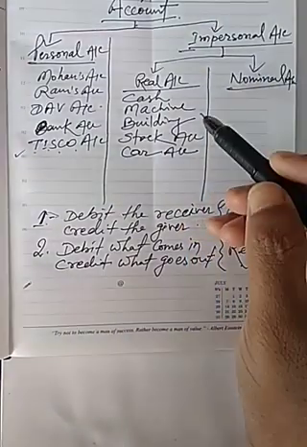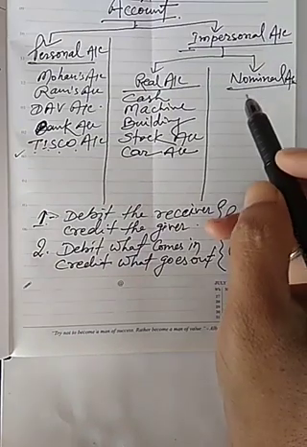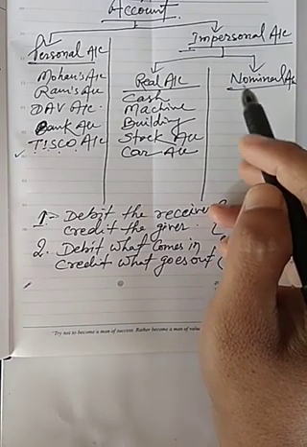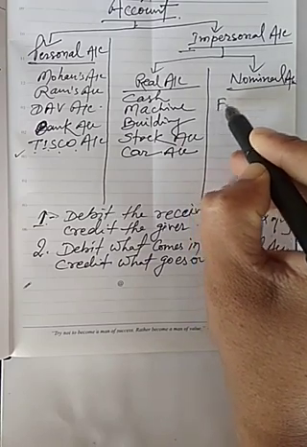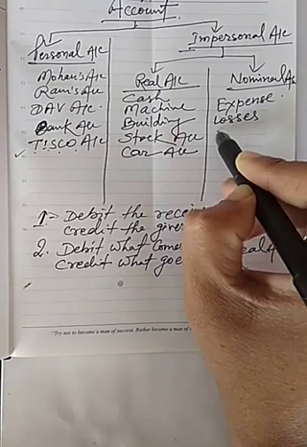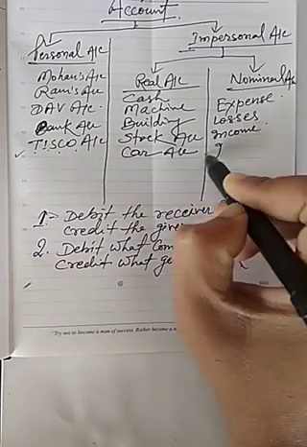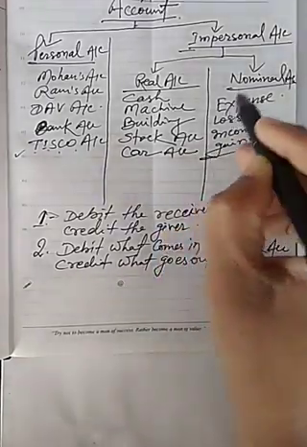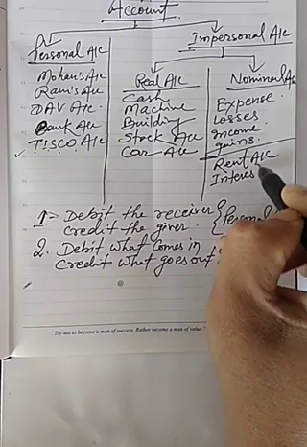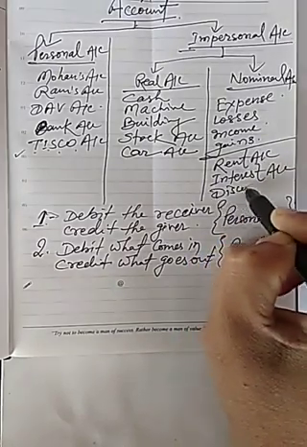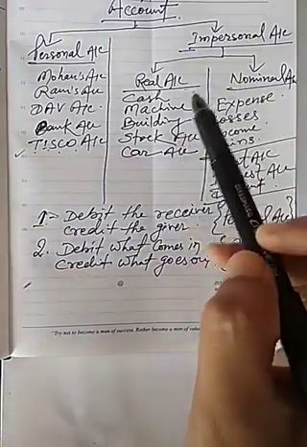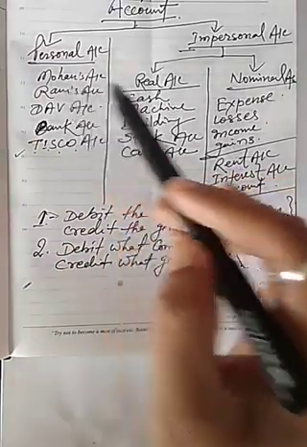Now, nominal account. Nominal accounts are such type of accounts which cannot be seen and touched. They can only be felt. For example, all the expenses and losses, income and gains of business are called nominal accounts, such as rent account, interest account, discount account, etc. So student, you have to know first there are three types of account: personal, real and nominal.